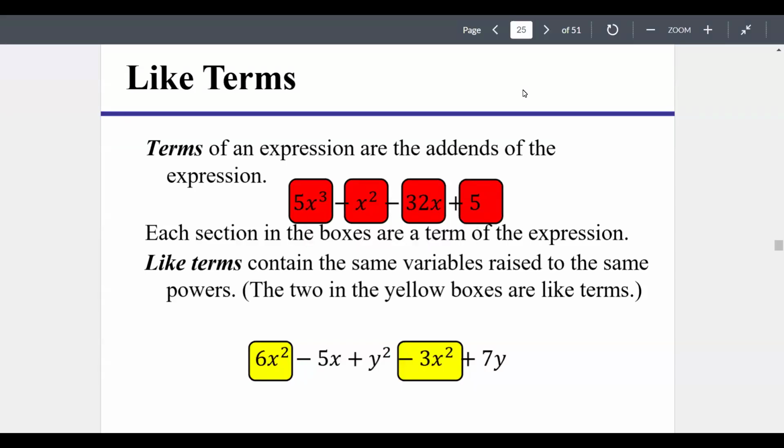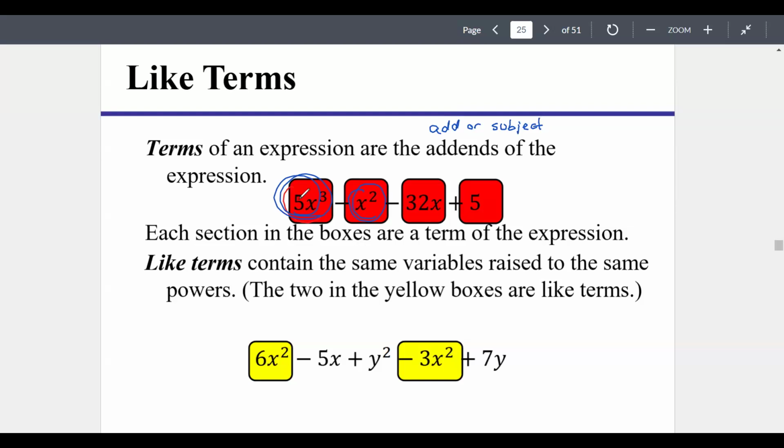Like terms. So a term, if you don't remember, of an expression are basically the parts that are added together to make your expression. So we see here that we have 5x cubed minus x squared minus 32x plus 5, but this 5x cubed, that is a term. So when we say added, that just means add or subtract.